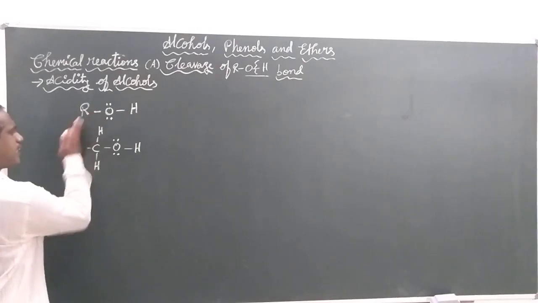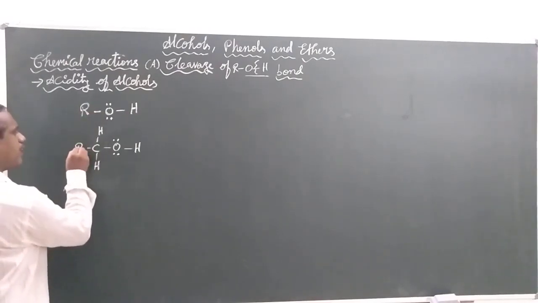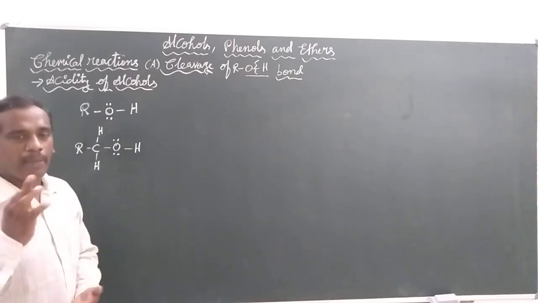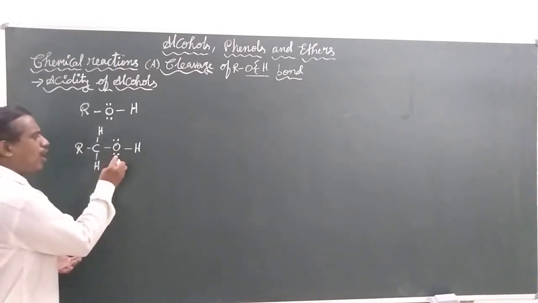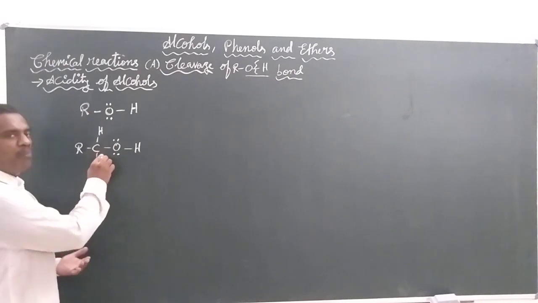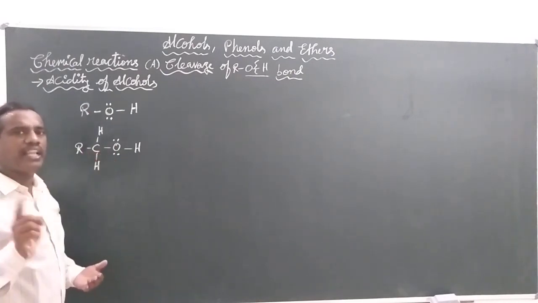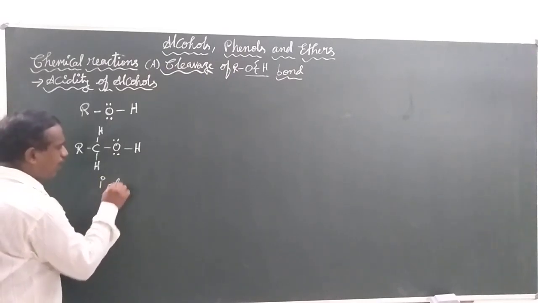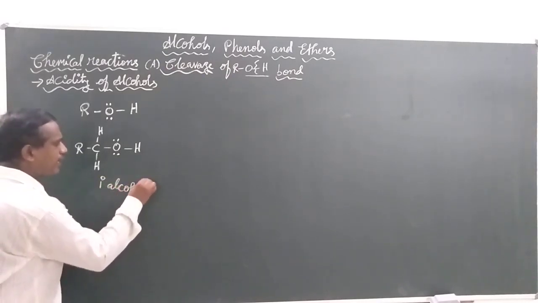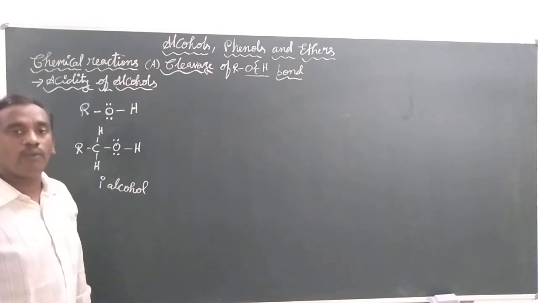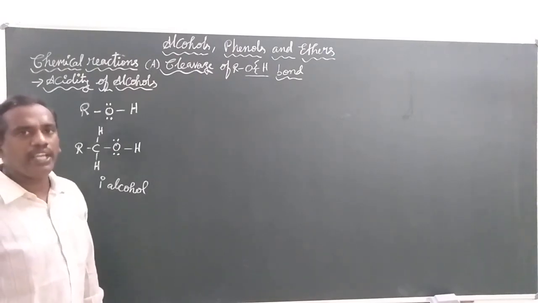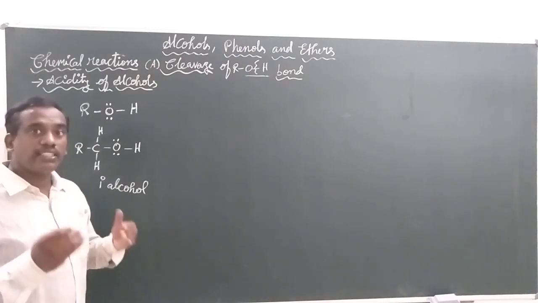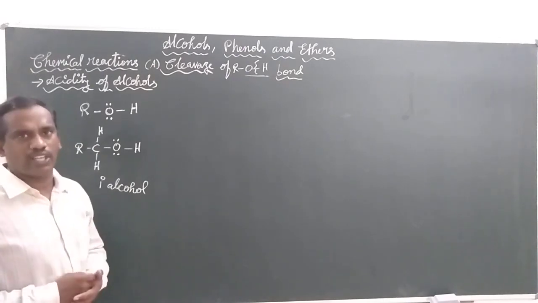Now I am replacing one of the hydrogens with some other carbon chain. The main thing is, when the oxygen is directly bonded to only one carbon in the alcohol, such alcohols we call primary alcohols. Let us see, do alcohols have an acidic nature?